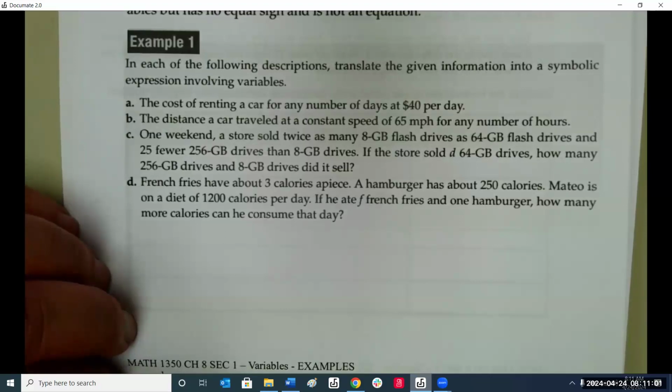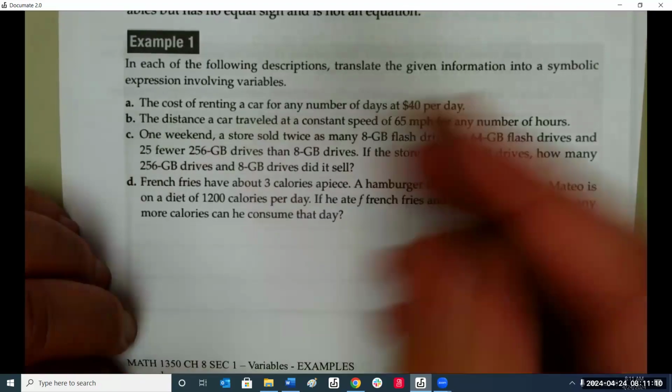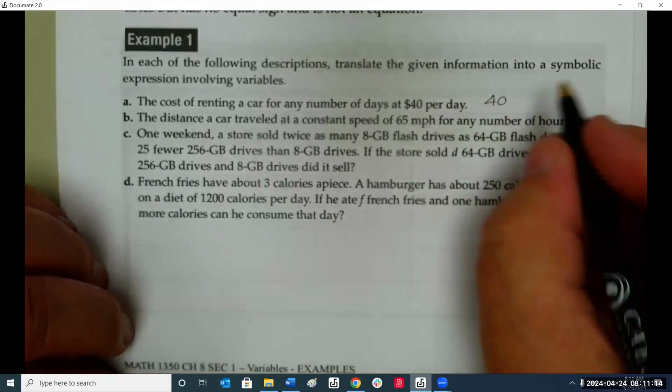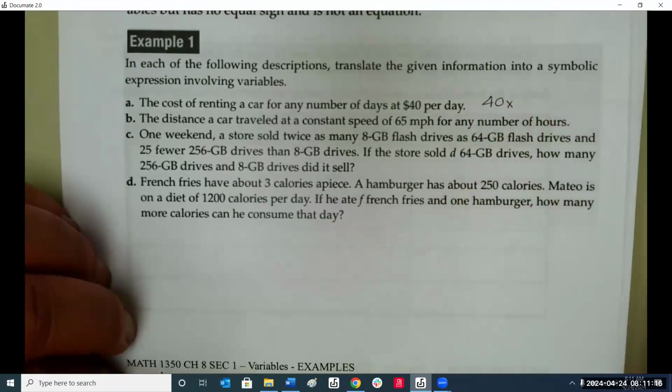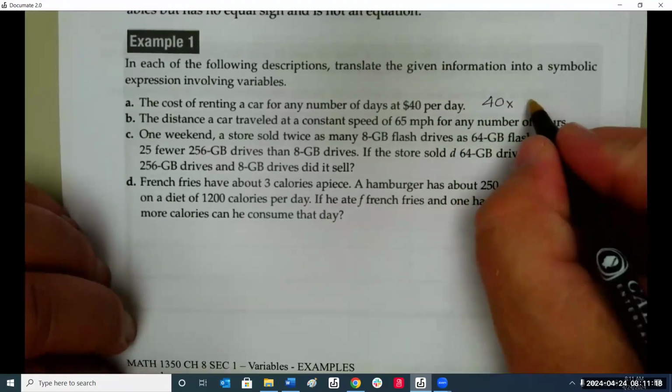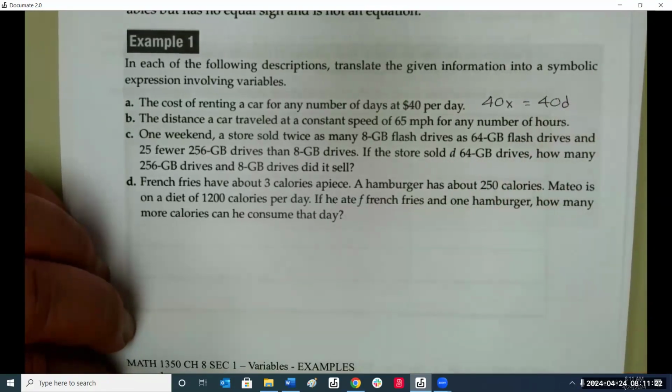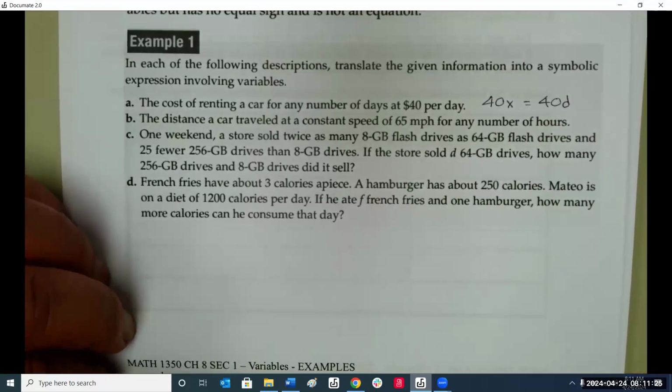So how would you do the first one? What would the first one be? Because it's $40 a day, and you're keeping it for X number of days. We don't know how many. Typically, for this one, to make it easier for us, we'd use the variable D for days. Very good.